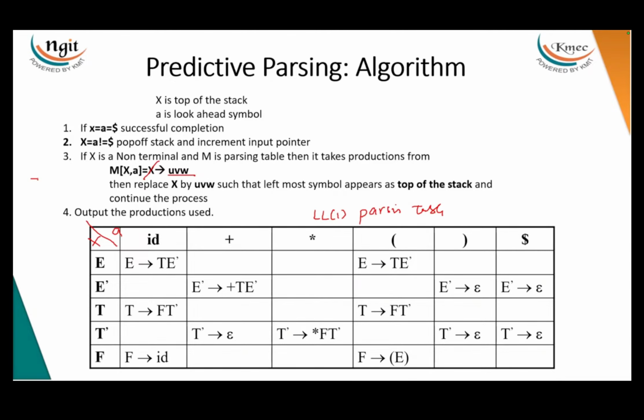Assume a situation like this. The stack has dollar and X on top, and the input symbol is a. In this case, if M of X comma a is some production like X tends to UVW, then pop X and push UVW such that U is on top of the stack. That means we push in reverse: push W, push V, push U, then continue the process. Let me go with the string here.